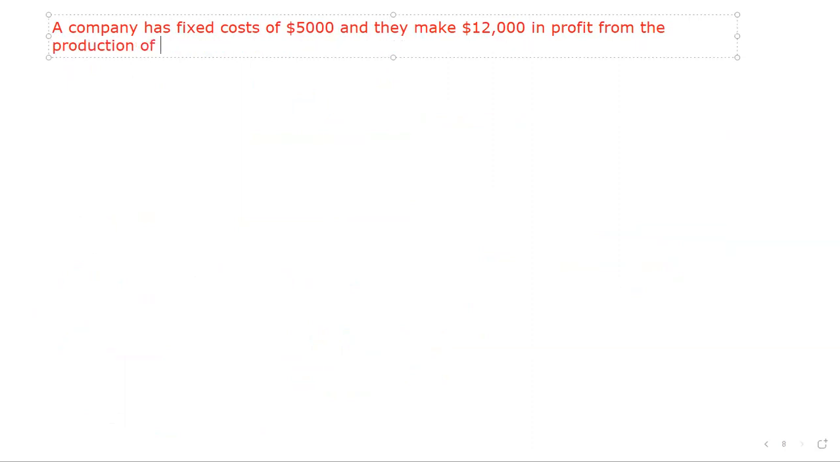Next. A company has fixed costs of $5,000, and they make $12,000 in profit from the production of 200 items. Find the cost, or excuse me, the profit equation.